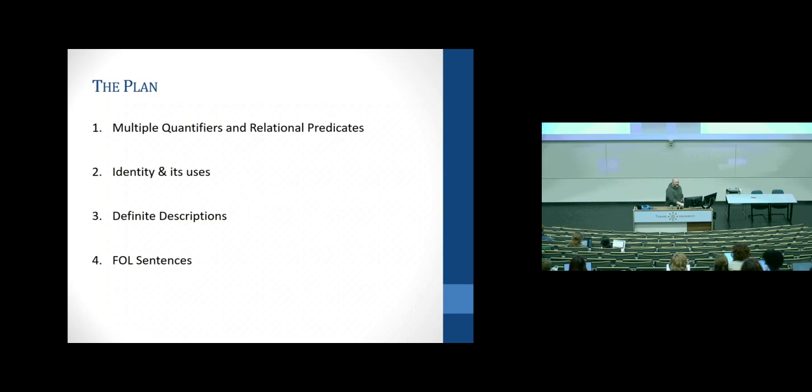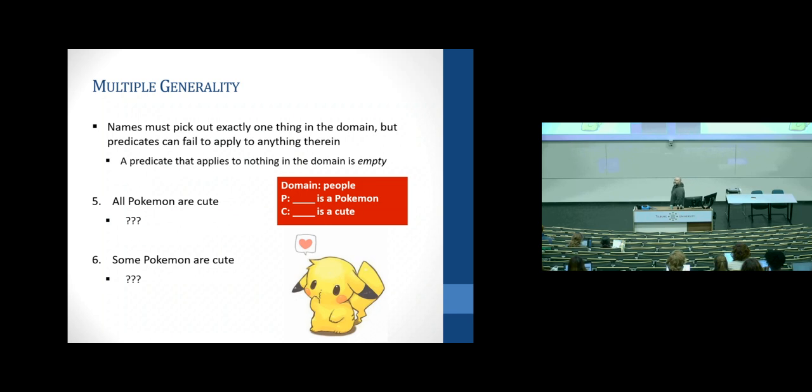Okay. So, as I promised, let's start by talking about Pokemon. So, this was in the slides last week, but I want to make sure that we talk about it in the lectures. So we said when we're thinking about names in first order logic, names have to pick out at least one thing in the domain, right? We don't have any empty names. But something interesting is while names have to pick something out, we didn't say the same about predicates. That is, there's nothing preventing us from invoking predicates that don't apply to anything in the domain.